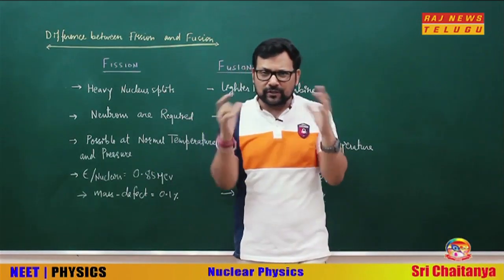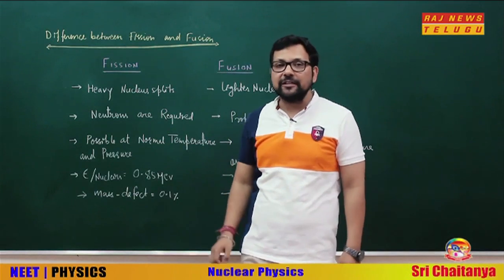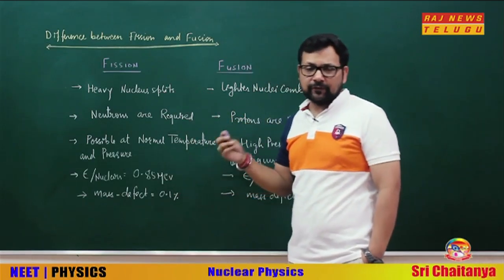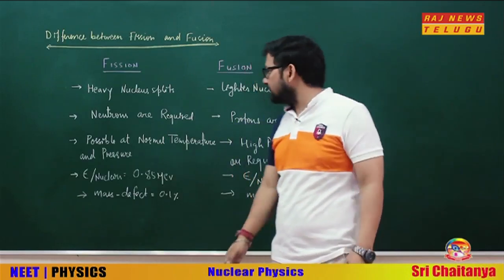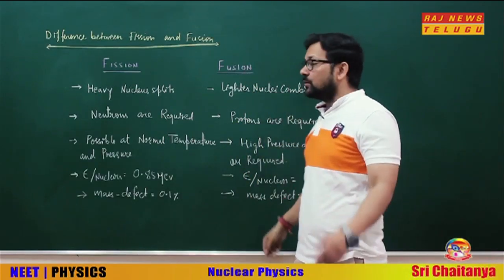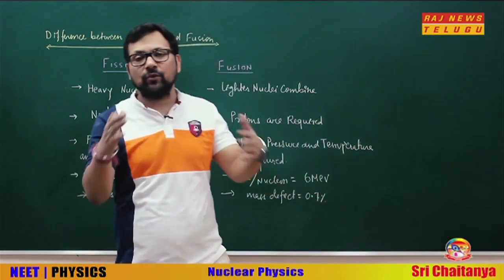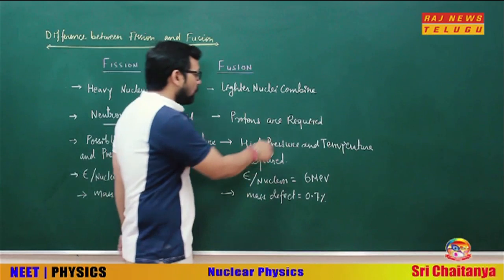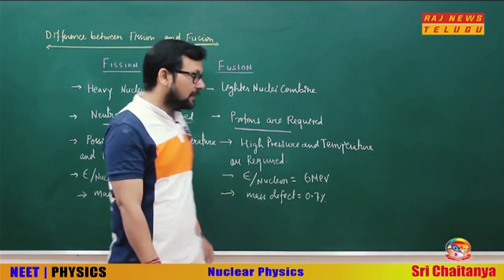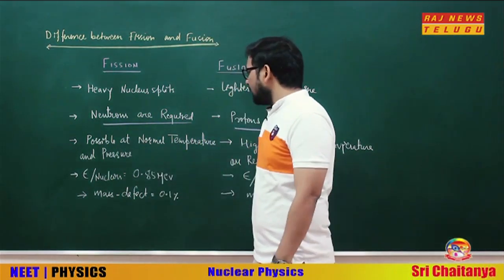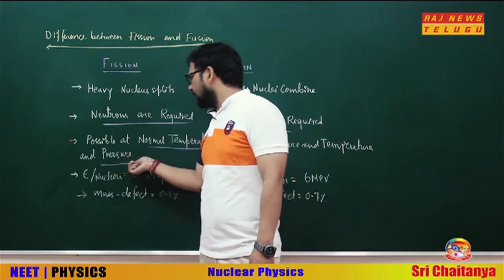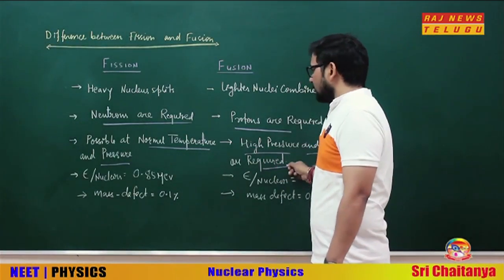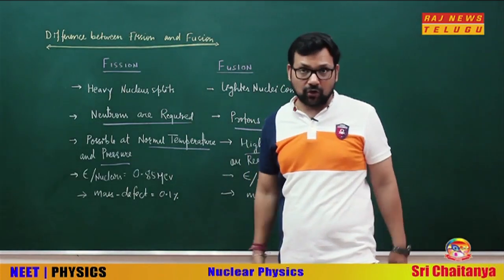Now we are concluding the fusion-fission concept, with a very quick revision of the difference between these two. Fission, fusion. Heavy nucleus splits, from the right-hand side of the binding energy curve. And lighter nuclei combine, but do remember these two are exoergic. Both are trying to go towards stable nuclei. Neutrons are required as a projectile in fission. Protons are required in fusion. Next one: fission is possible at normal temperature and pressure. But we have discussed that in fusion, high pressure and high temperature are required. You cannot have that combination of lighter nuclei at normal temperature and pressure.